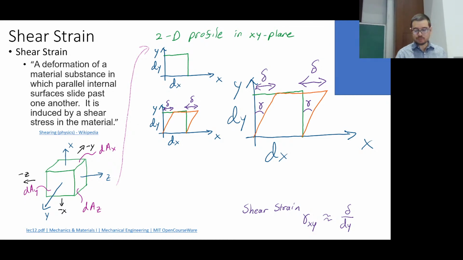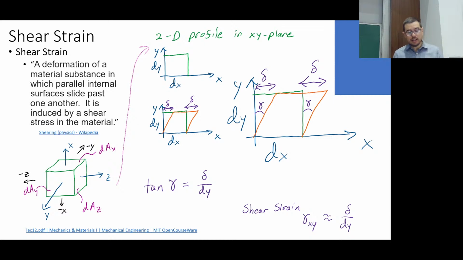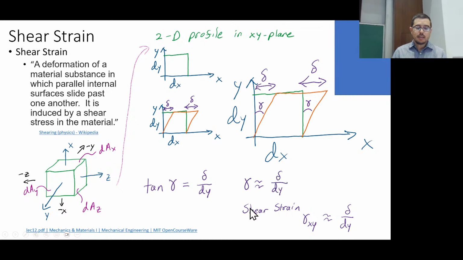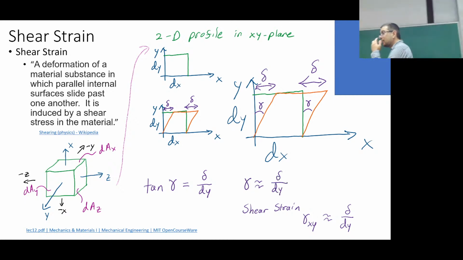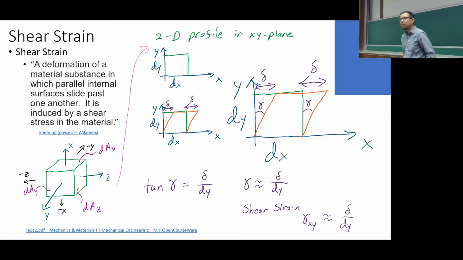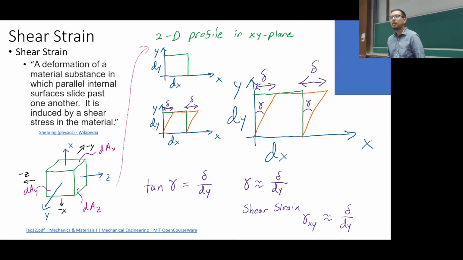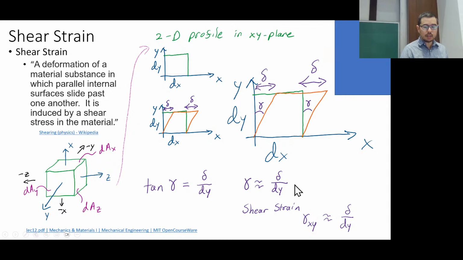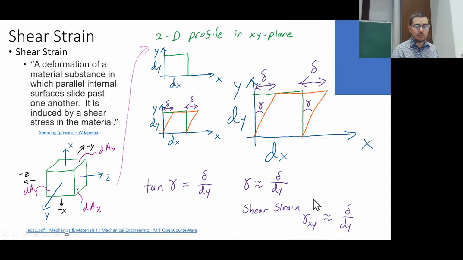And we can write that the tangent of gamma is going to be this delta over dy. That's the opposite over the adjacent with the way we define gamma. And in this class, fortunately, we typically have very small angles. So we will be able to use the small angle approximation, which says that the shear strain is going to be delta over dy. And we write it as gamma xy.